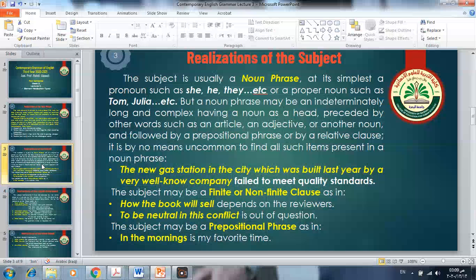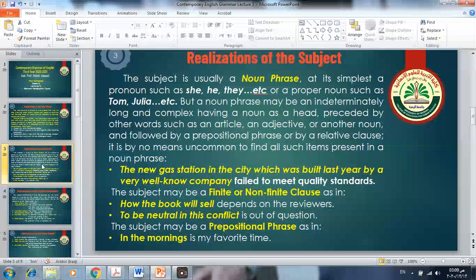So it is uncommon, however, it is not ungrammatical. It is grammatical, but it is uncommon. So consider the following example. The new gas station in the city, which was built last year by a very well-known company, failed to meet quality standards. So as you see, the long string of words in yellow all represent the subject. So it is composed of these many different words.